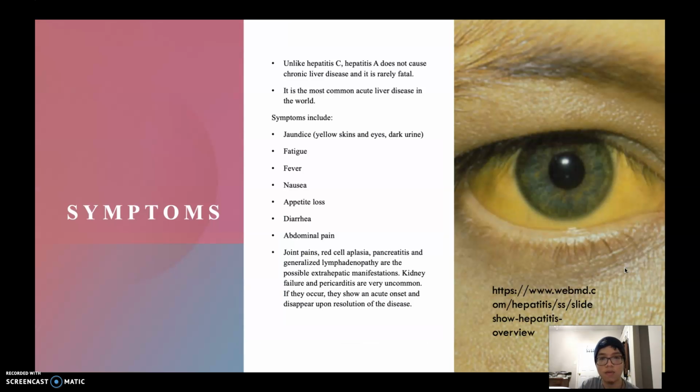Symptoms of hepatitis A. So hepatitis A doesn't cause chronic liver disease and is rarely fatal. It is the most common acute liver disease in the world. Symptoms: jaundice is the major symptom. So yellow skin and eyes, and sometimes you will have dark urine. Then fatigue, fever, vomiting, appetite loss, diarrhea, abdominal pain, and the uncommon and very rare ones are kidney failure and pericarditis.